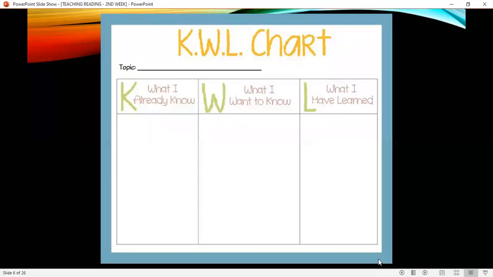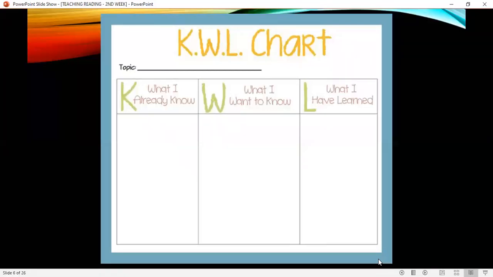This is a KWL chart. This is very important in order to activate schemata. Notice that this chart is composed of a table, 3 columns, and you have the capital letters K, W, L. K represents what we already know, all right?